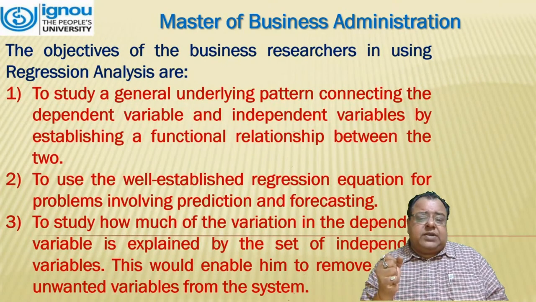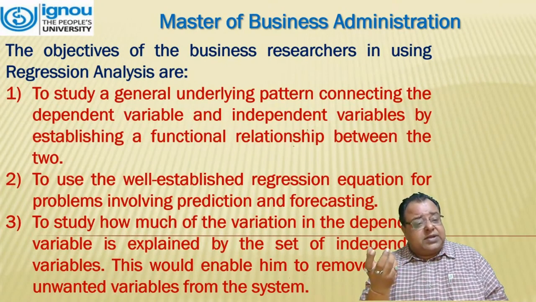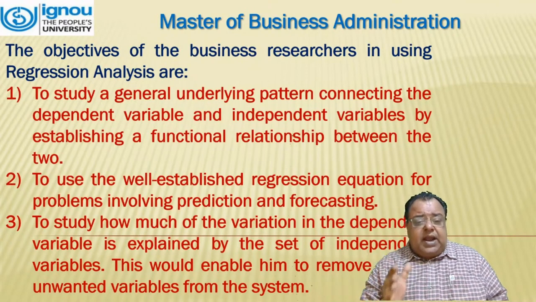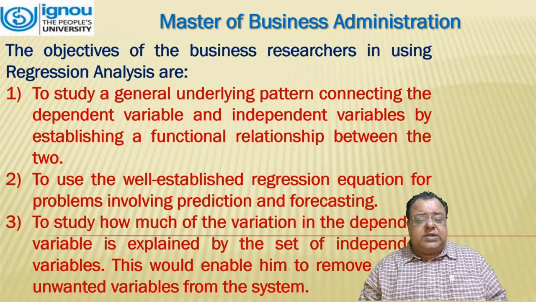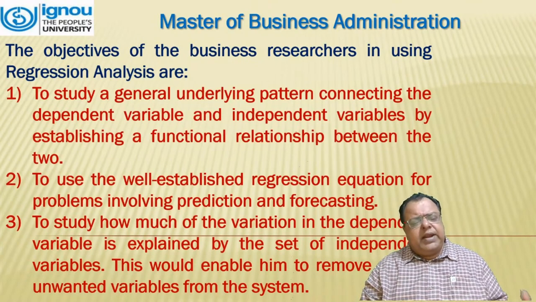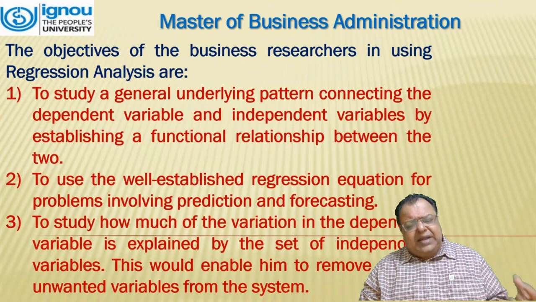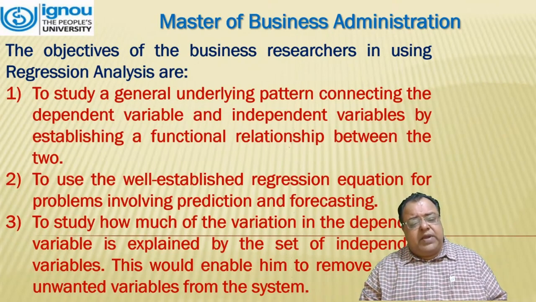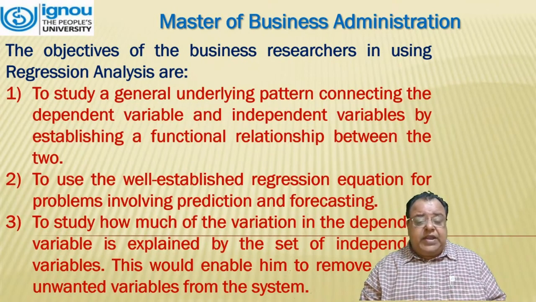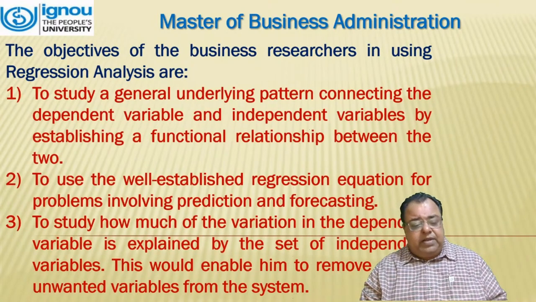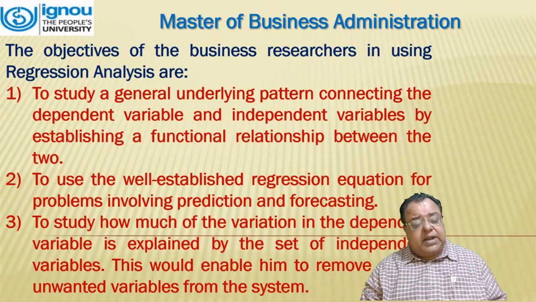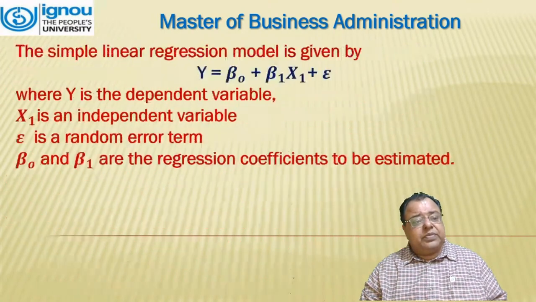The objectives of business research in using regression analysis are, first, to study a general underlying pattern connecting the dependent variable and independent variables by establishing a functional relationship between the two. Second, it can be used to develop a well-established regression equation for problems involving prediction and forecasting. Thirdly, to study how much of the variation in the dependent variable is explained by the set of independent variables. This would enable the researcher to remove certain unwanted variables from the system.